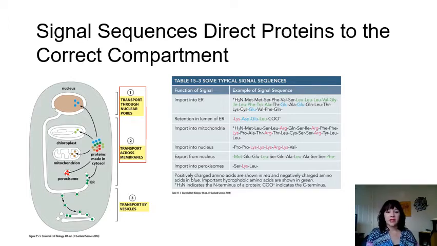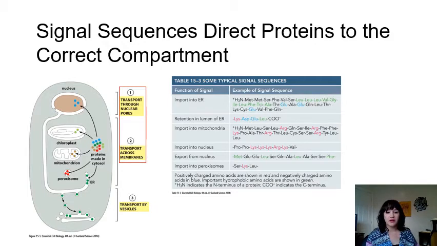Now here we have a table of some examples of signal sequences. I do not expect you to memorize any of these sequences, but it shows you, for example, what types of destinations these proteins have that are using signal sequences.